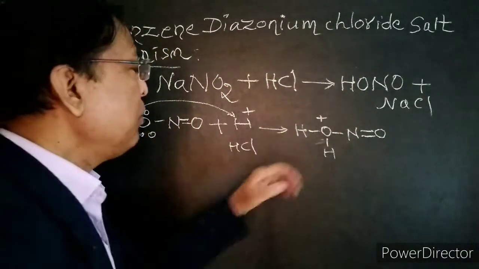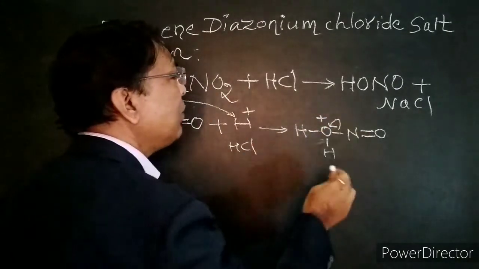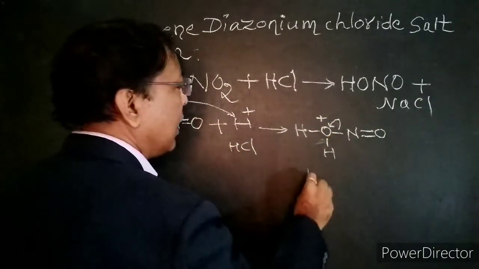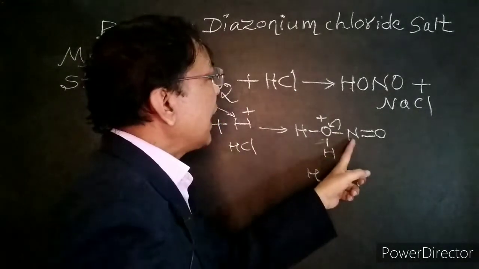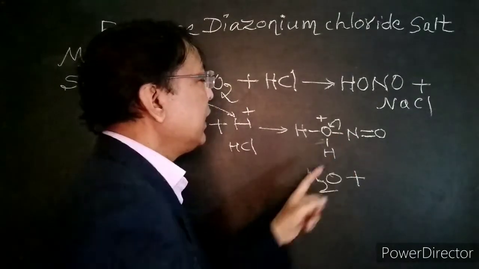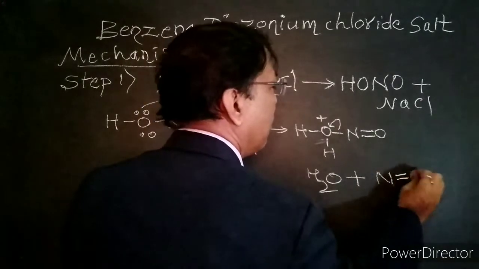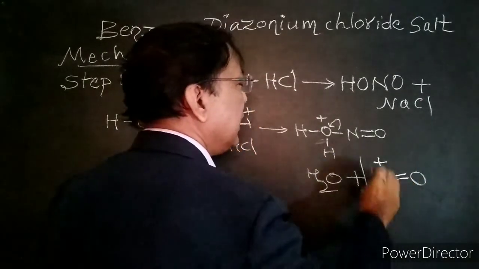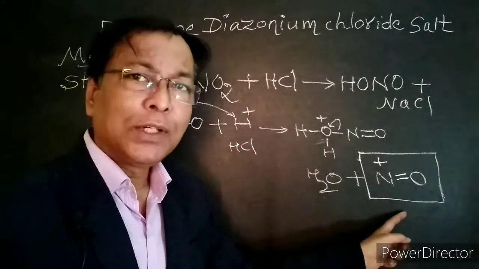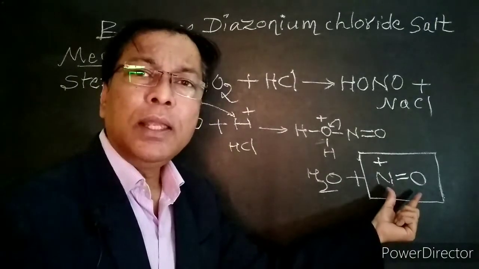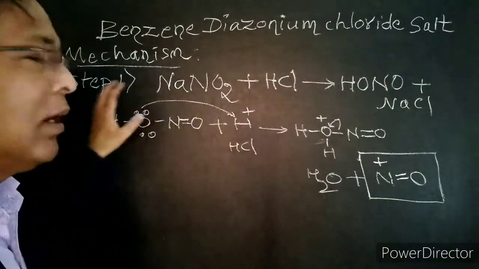Now oxygen cannot be positive for a longer period, so it withdraws the bonded electron and it is eliminated in the form of water. Now we get H2O plus. This nitrogen has lost its bonded electron, so it becomes positive. This is the electrophile generated during the first reaction. NO plus is an electrophile generated in the first step.